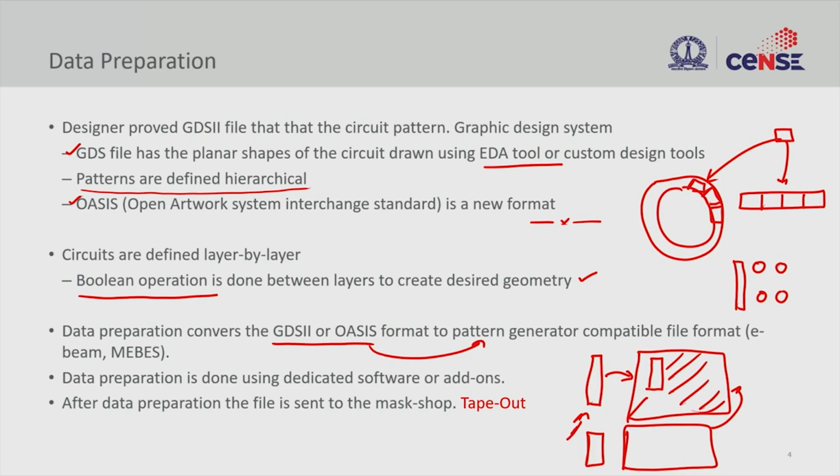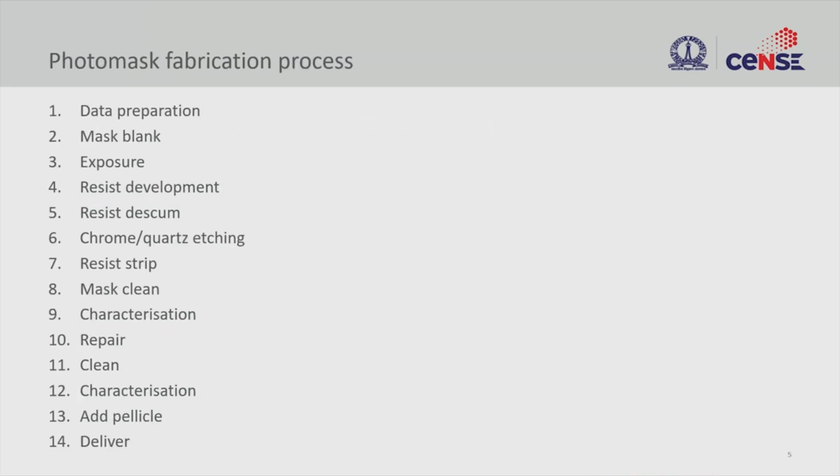Once this data preparation is done, the file is sent to the mask shop, and this mask shop is the one that's going to make the mask for you. This is the stage we call tape out. Once you design and then send all your designs in the appropriate mask file format to the mask shop, we call that the tape out phase. Once the tape out is done, the mask file is sent to the mask shop, and there it goes through various fabrication steps, and this is a summary of it.